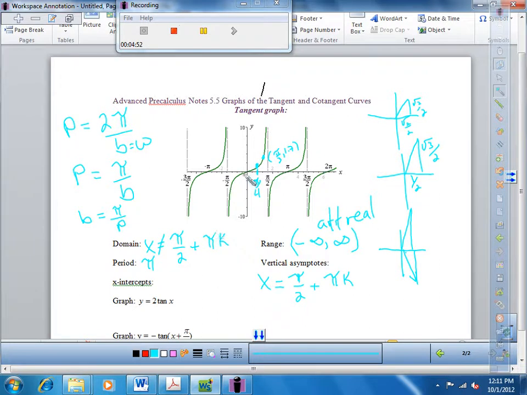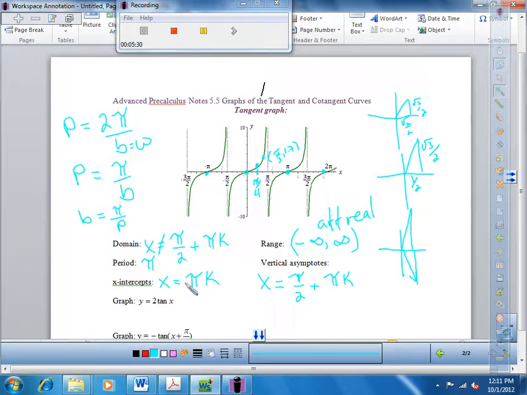And the x-intercepts for a tangent are here at 0 and at pi, right? It's 0, pi, 2 pi, negative pi. So those are all the multiples of pi. And that's all the places where tangent equals 0, which is here, here. If I were looking at a unit circle, here, here, here, here, as many times as I want to go around. So x equals pi k, where k is an integer.